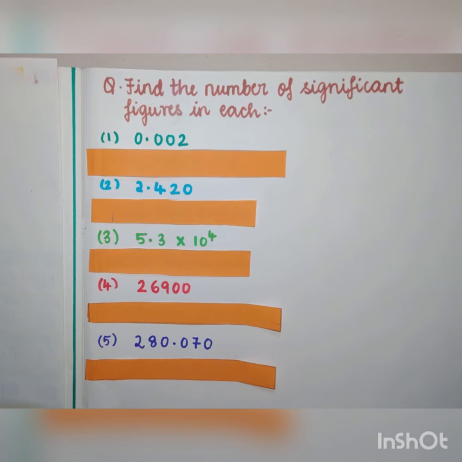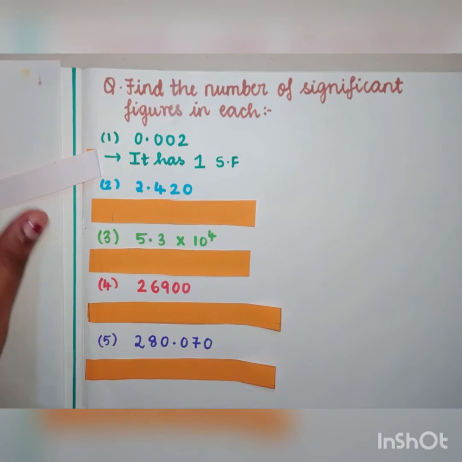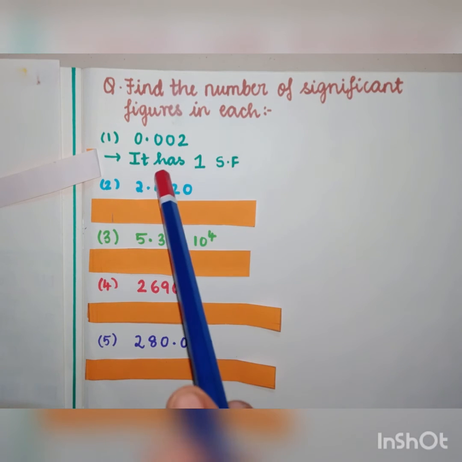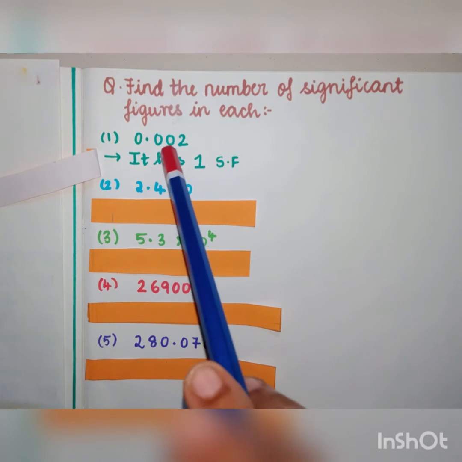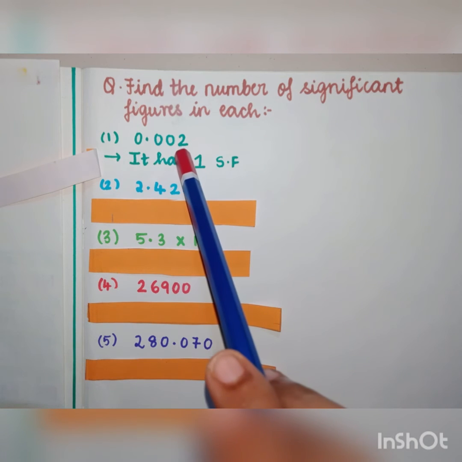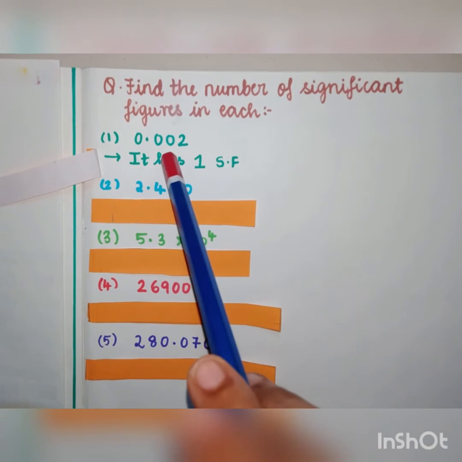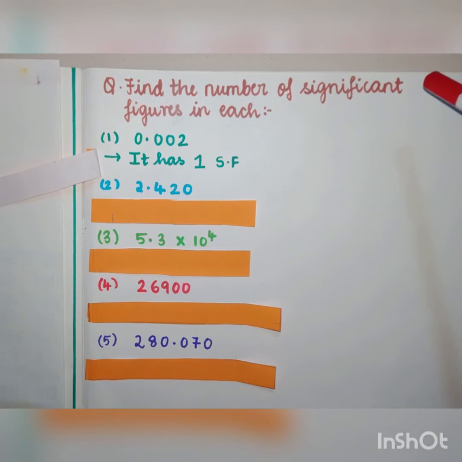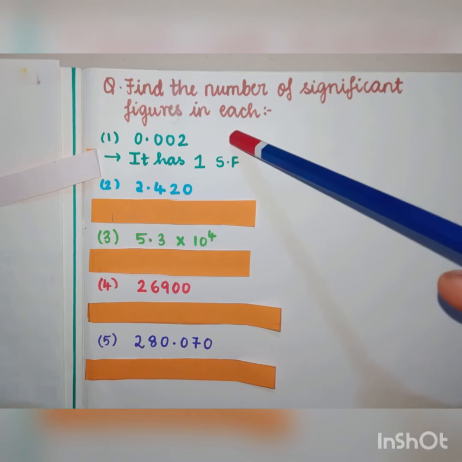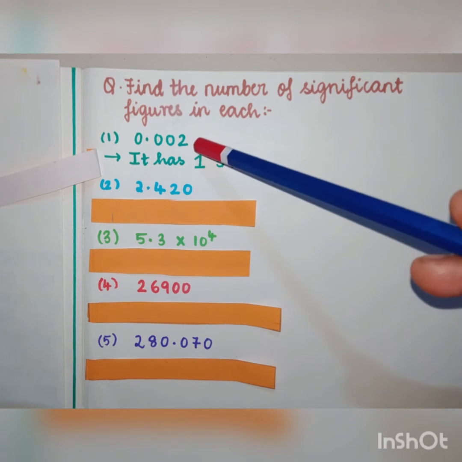And the answer is, it has only one significant figure. As we learnt in rule number 4, for numbers which are less than 1, the zeros coming to the left of the first non-zero digit, which is 2, but to the right of the decimal point, are not considered significant. Therefore, according to rule number 4, this number will only have one significant figure, which is 2.